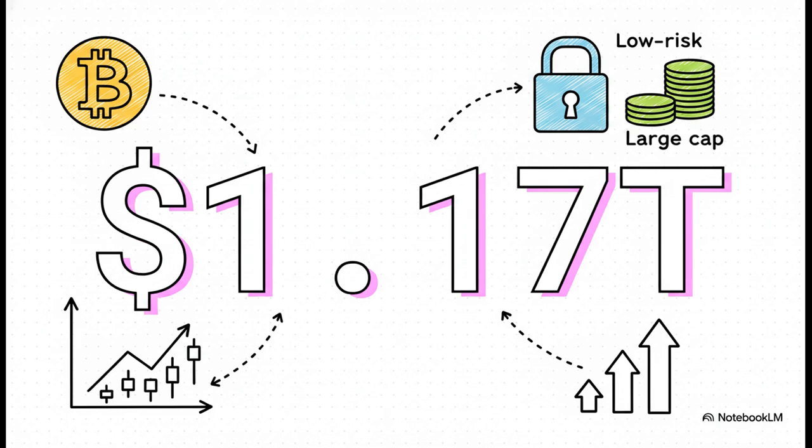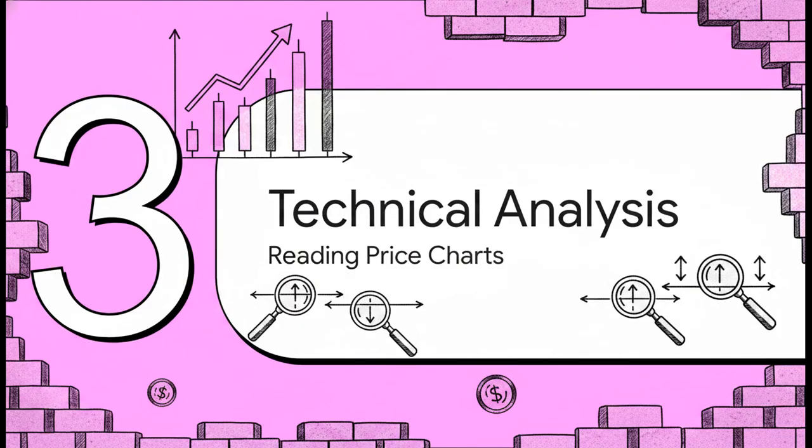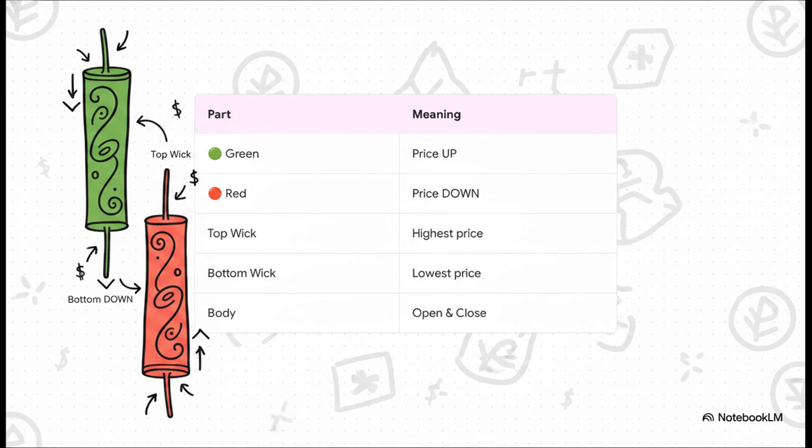That is the ultimate definition of a low-risk, large-cap asset. Let's move to and see how this builds into Section 3, technical analysis and reading charts. Okay, so we've figured out what a coin is worth. Now we need to predict where the price might actually go next. Every single candlestick on a chart tells a story. We all know green means up and red means down, right?